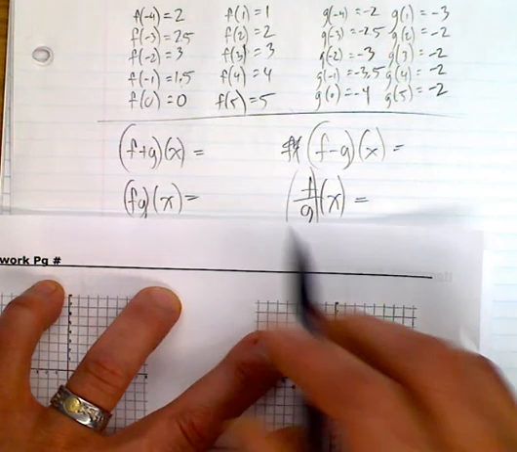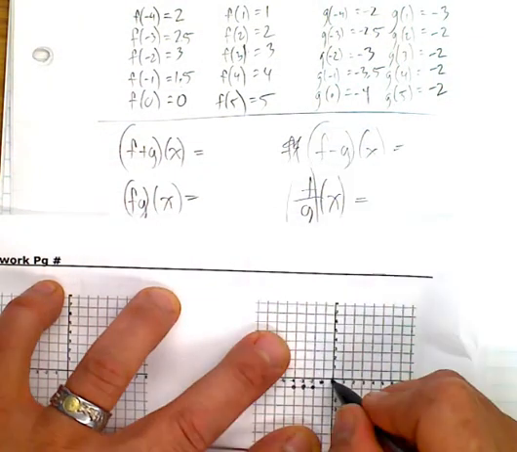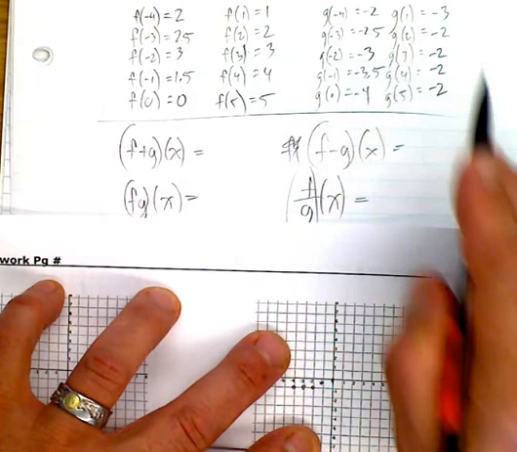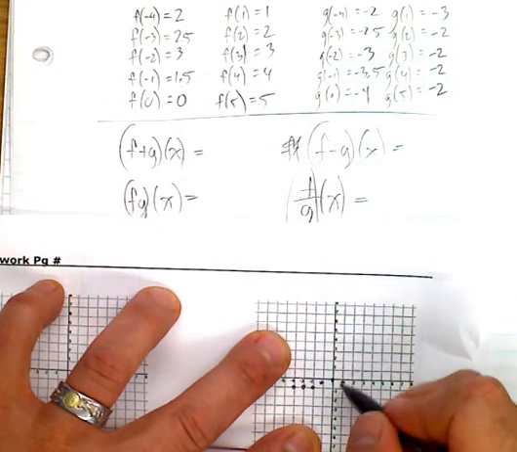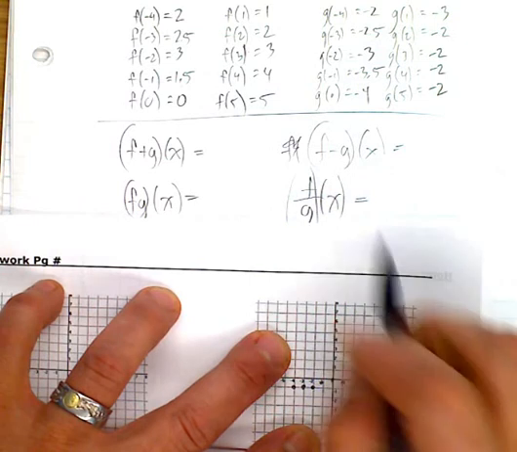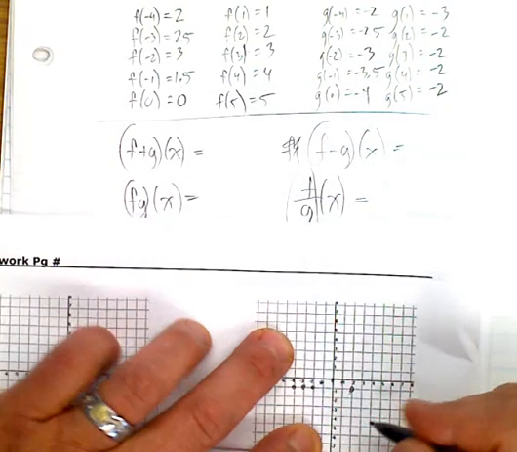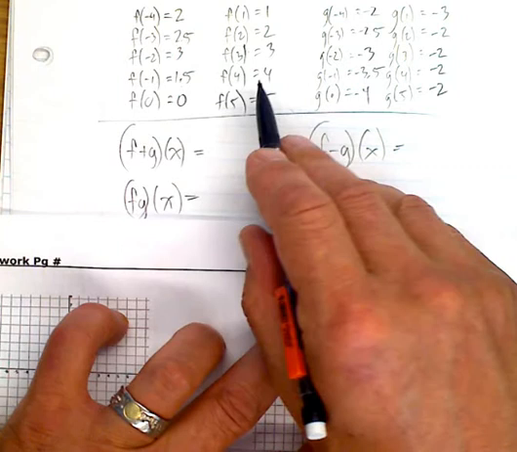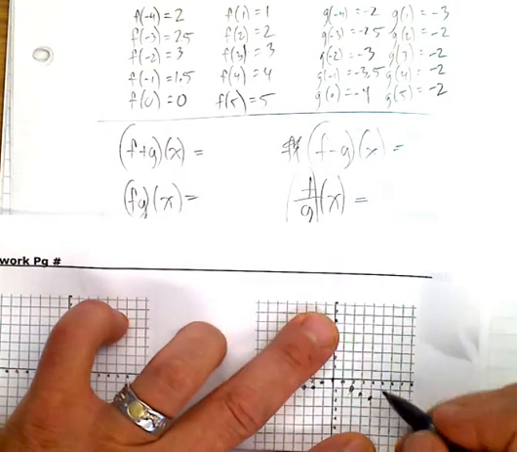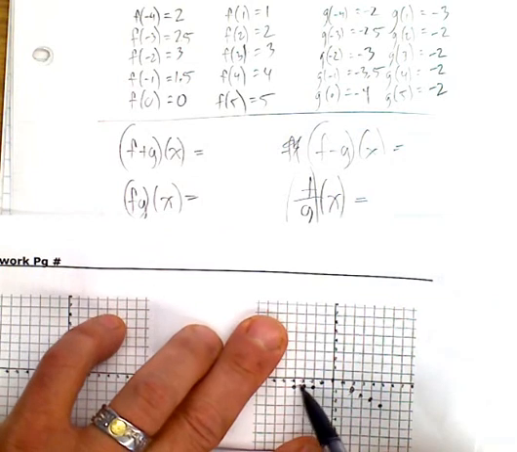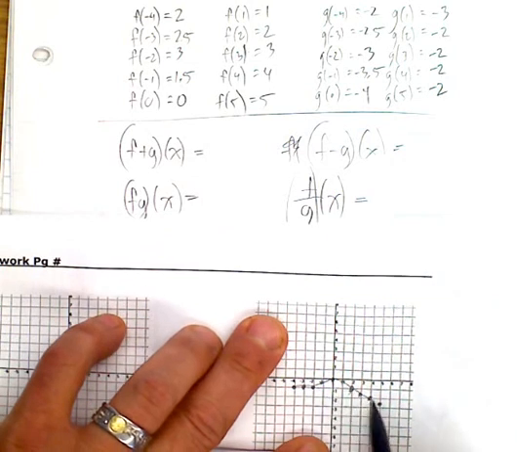And then it's 0 divided by negative 4, which is 0. And then it's 1 divided by negative 3, which is negative 1/3. Then it's 2 divided by negative 2, which is negative 1. 3 divided by negative 2 is negative 1.5. 4 divided by negative 2 is negative 2. 5 divided by negative 2 is negative 2.5. So here we have my quotient function.